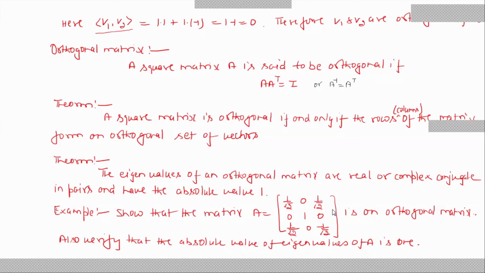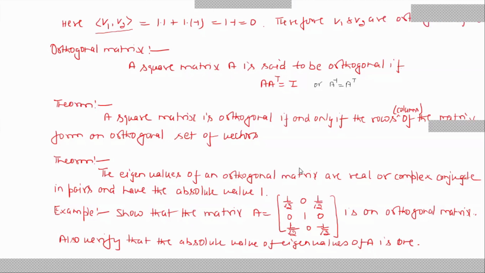Can you check if it is an orthogonal matrix? If it is an orthogonal matrix, then A into A transpose should be equal to I, or A inverse of this matrix should be equal to A transpose. So calculate the A transpose for this matrix. What is the A transpose? Then multiply the A transpose with the A.